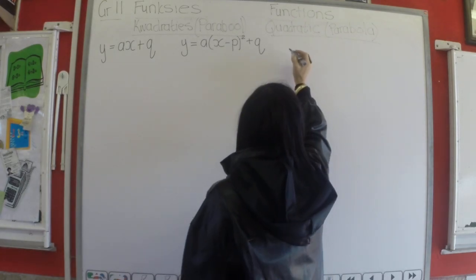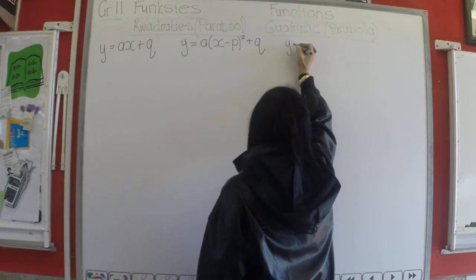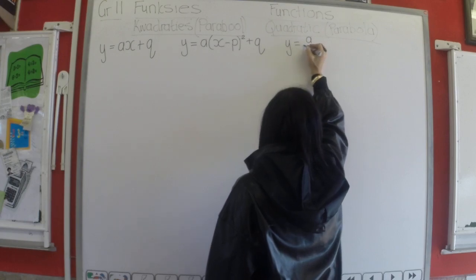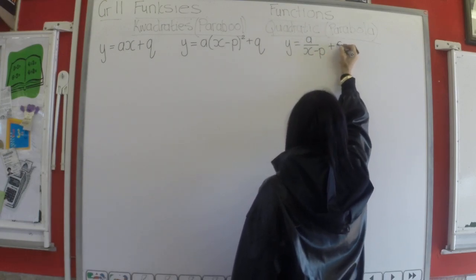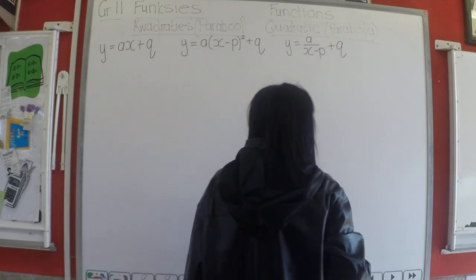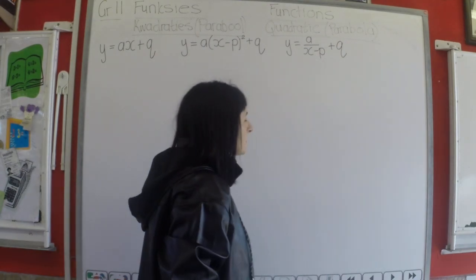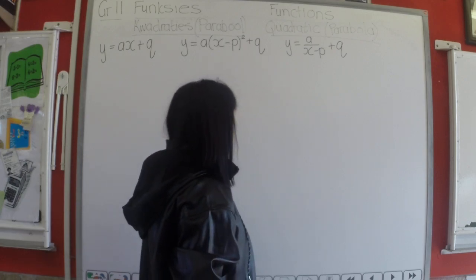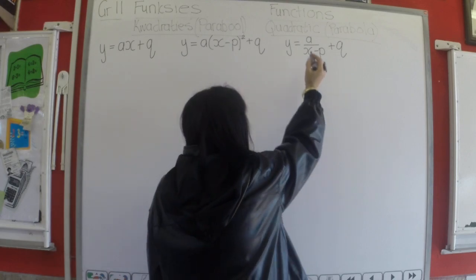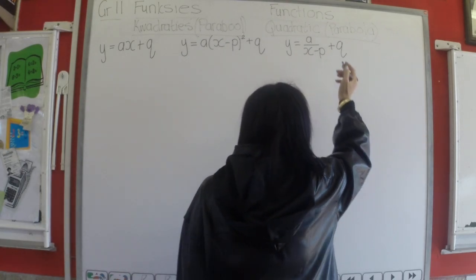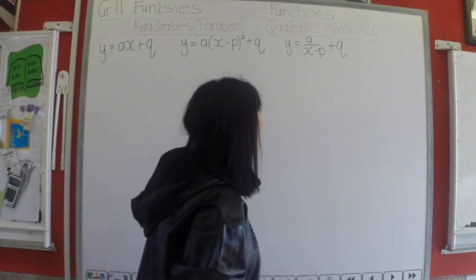Dan het ons hyperbool. Y is gelyk aan a op x minus p plus q. The a again tends to make the hyperbola more steep. The p value shifts it to the left or the right. The q value shifts it up or down.